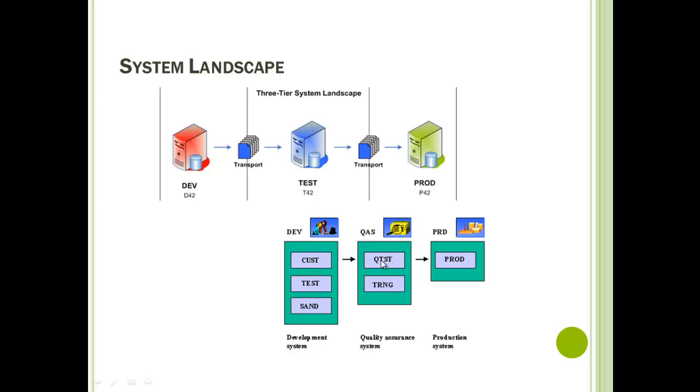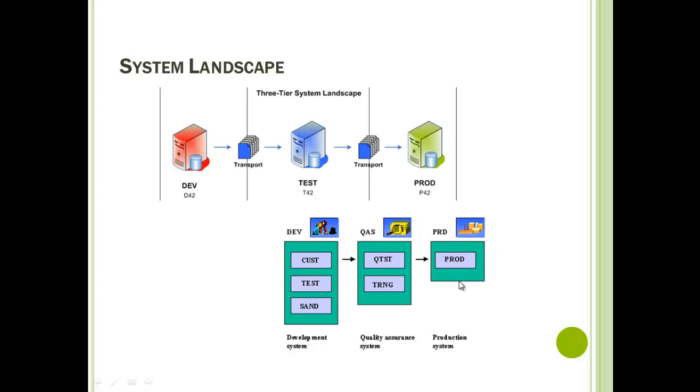In the quality system you will have some production-like data, where you can test the customizing you have done in the development system. Once you test and confirm everything is working fine, then you transport to production. By doing this, the production system, PRD, will never be affected by the changes you are doing.